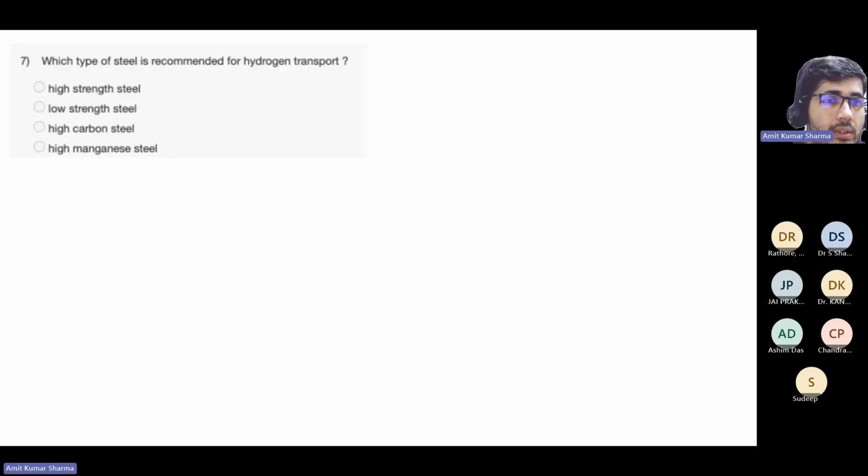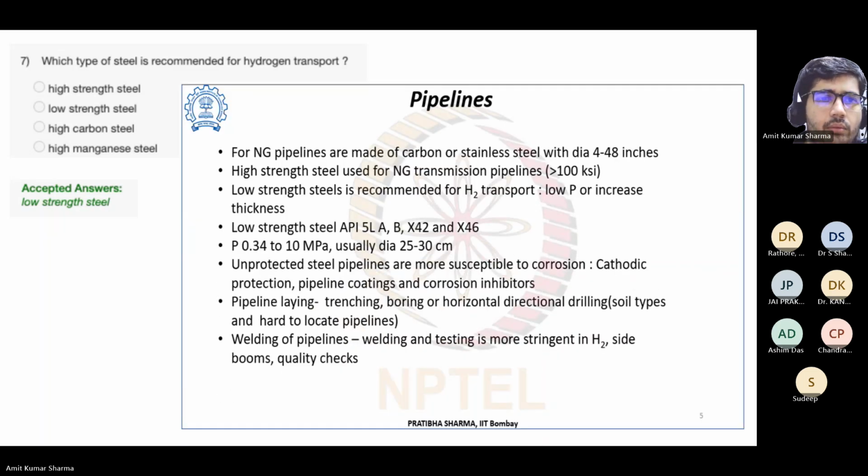Which type of steel is recommended for hydrogen transport? High strength, low strength, high carbon, low carbon, or high manganese? Low strength. Yes, so we should use low strength steel, due to the hydrogen embrittlement issue.